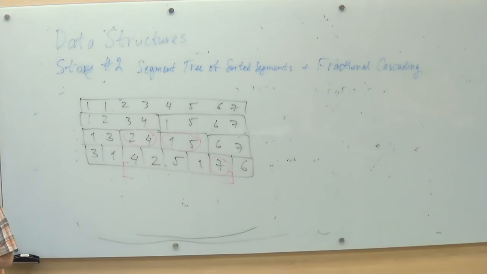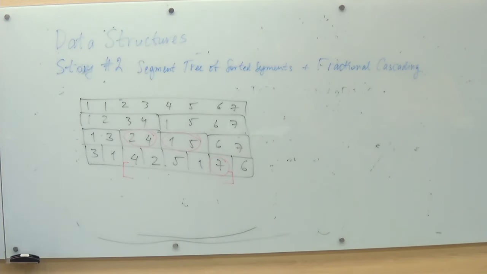But the thing that we will now do is that we will modify the structure a little bit to allow for a simultaneous search in all these segments. So, for example, consider the following problem. You want to know, to answer for a segment, the number of elements less or equal to some value.